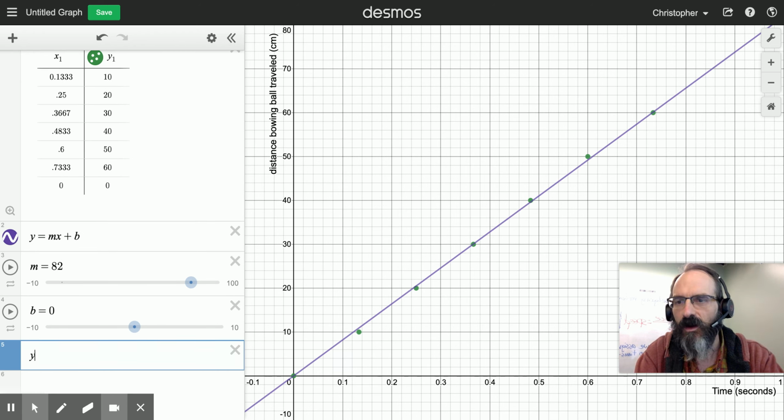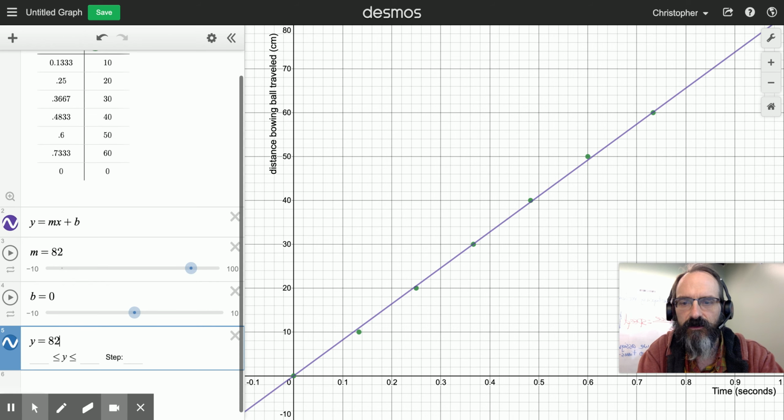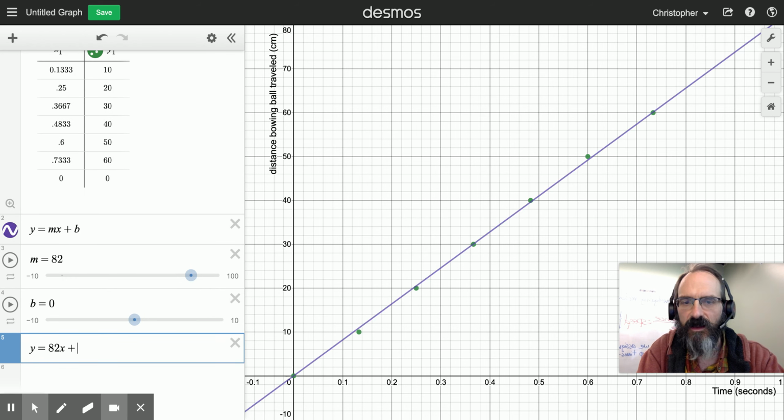It looks like this. y equals 82x plus 0. And so now I've drawn another line exactly over my purple line, but in blue this time. Now, do we need a 0 in here? No, because plus 0 doesn't do anything for us. Let's get rid of that. y equals 82x. That is a fine equation for a line, best fit line that fits our data.